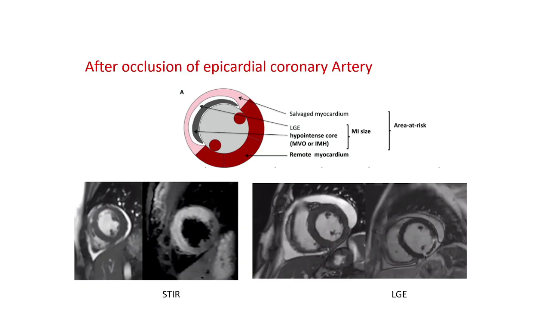So this is the schematic diagram showing jeopardized myocardium and salvageable myocardium. This can be detected by MRI, edema imaging, STIR imaging or T2 imaging. And if the ischemia persists, then there is appearance of necrosis that can be detected by LGE. And also, if the ischemia is prolonged, there is microvascular occlusion that can be detected as the black area. And this infarct containing the black area, this is the microvascular occlusion.